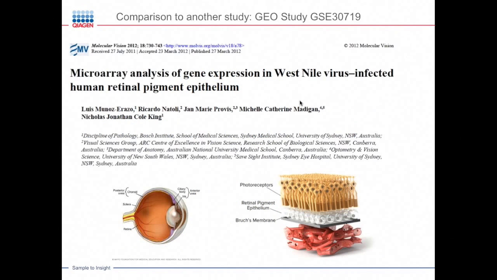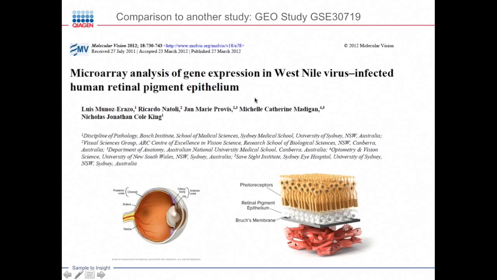Okay, so another power of IPA is being able to compare data sets. And it's not just to compare data. Lots of tools can compare data sets. Excel can compare a data set, but the point is to take it up a level to the biology. How to compare the biology of two data sets. So this is another study.